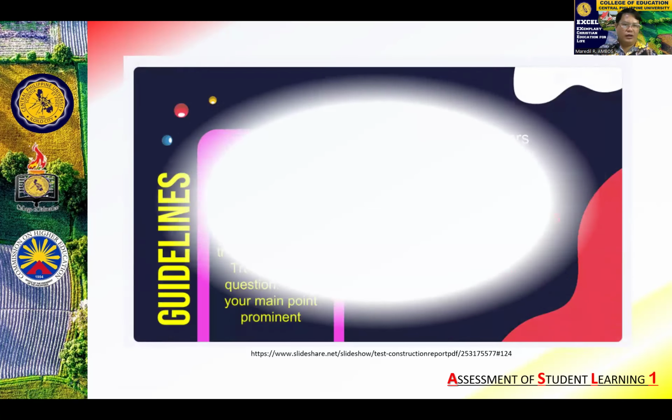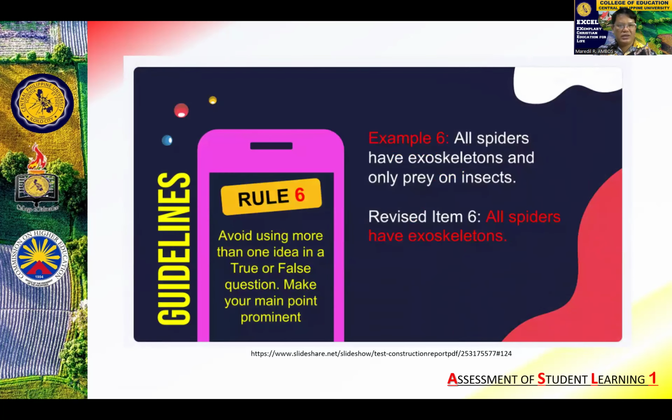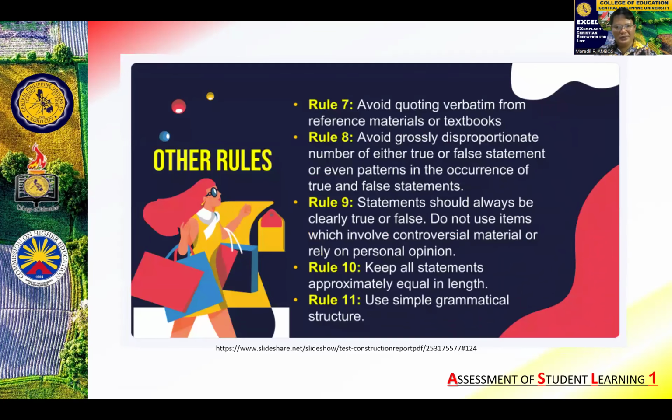For rule number 6, avoid using more than one idea in a true or false question. You need to make your main point prominent. For example, "All spiders have exoskeleton and only prey on insects." There are actually two ideas there. If we're going to revise it: "All spiders have exoskeleton." So that's it. It's clear now.